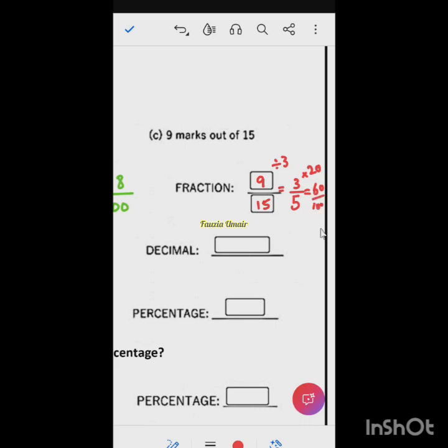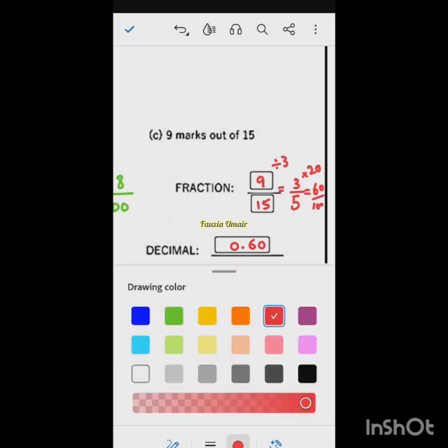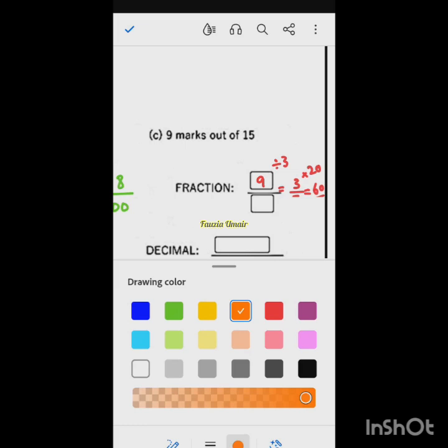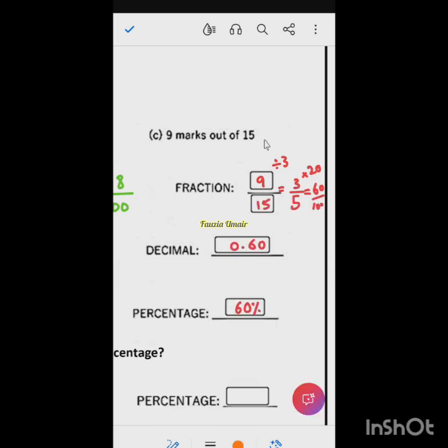So 60 by 100 in the decimal form is what? 0.60. And in the percentage form, it is 60%. Right? So what if I make the denominator 10 instead of multiplying with 20? If I multiply this 3 by 5 with 2, let's say, then this will be 6 by 10.